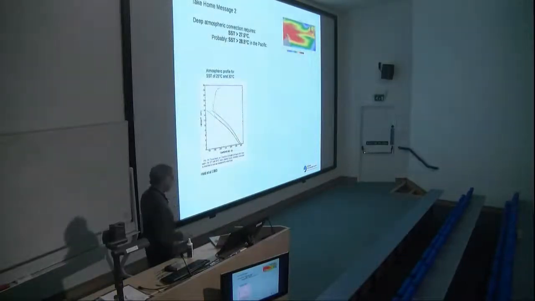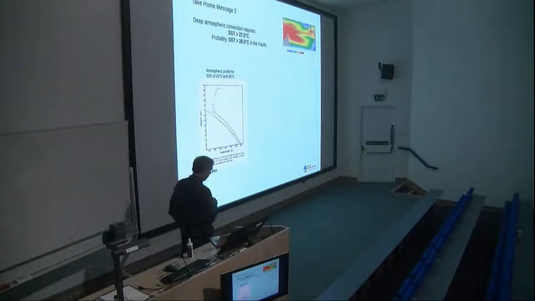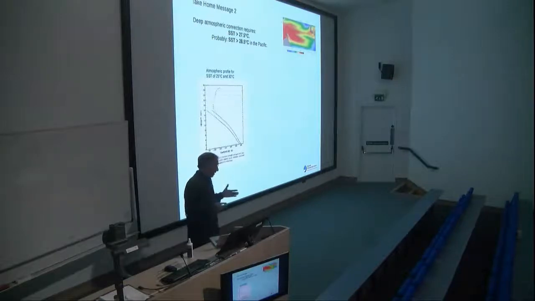But there is a second take-home message. And this is not my work, this is somebody else's. And it's to do with deep convection in the atmosphere. The idea is that the ocean has to take heat across the Pacific, and it has to be hot enough that it's actually going to produce really deep convection in the atmosphere, going up to 40, 50,000 feet.